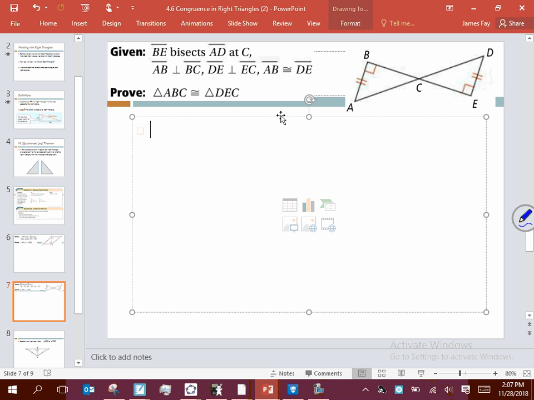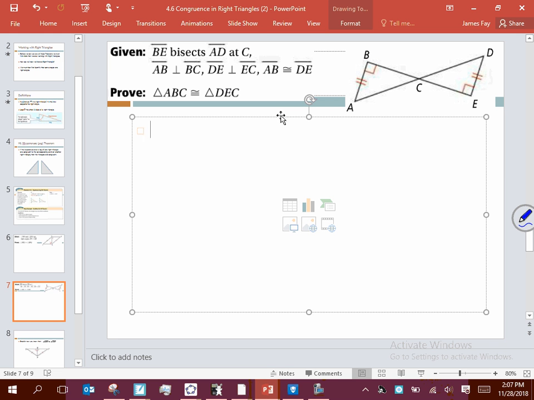For some reason through the past and even today, when I ask that question, BE bisects AD, a lot of people want to say that BC is congruent to CE. We don't know that. Because BE is not getting bisected. BE is the bisector. It does the bisecting. It does the cutting. Does that make sense?